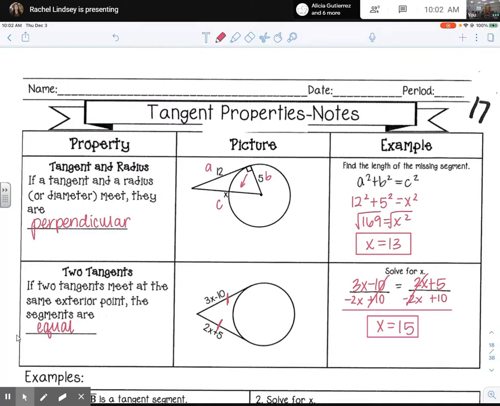Okay. So down in the examples, number 1 asks to determine if segment AB is a tangent segment. In order to do that, you're going to do Pythagorean theorem and see if Pythagorean theorem works. If it does, then it is a tangent. If it does not, then it's no.